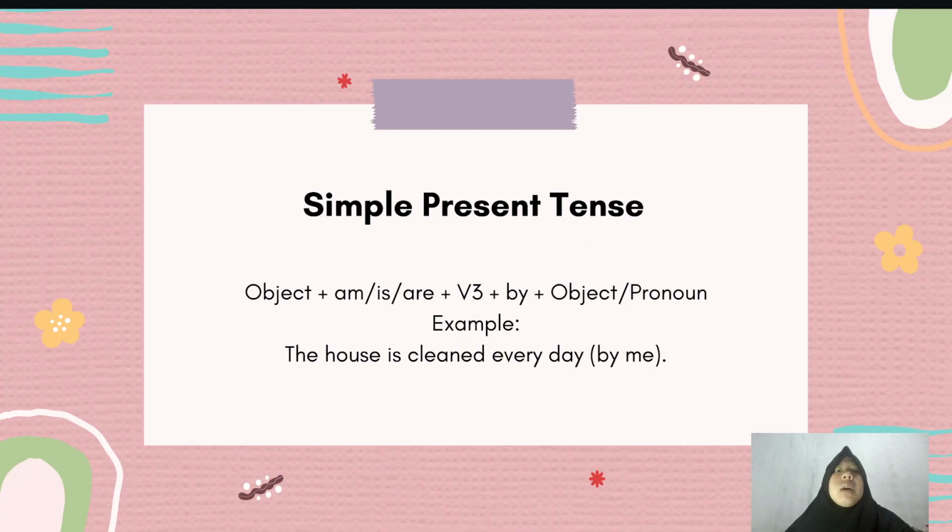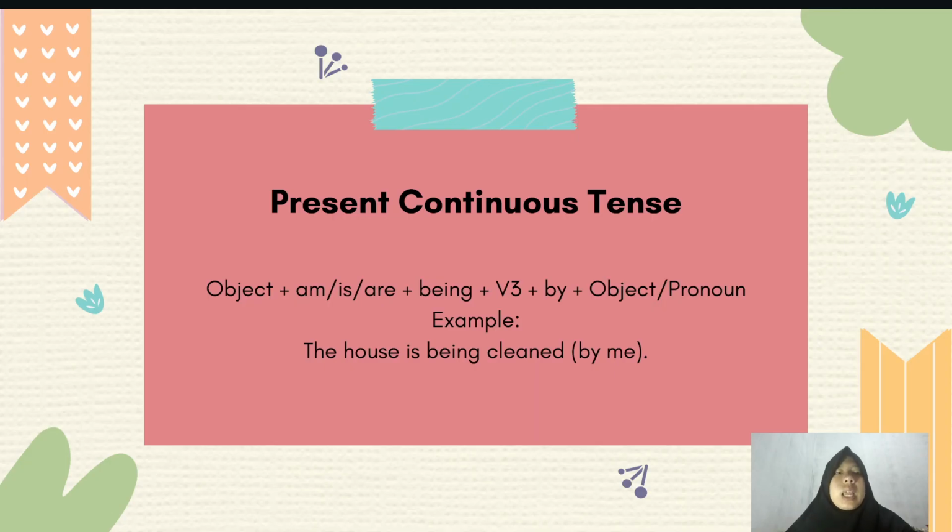Now let's talk about the present continuous tense, which is used to describe actions that are happening right now or are ongoing. In the passive voice, we form it with am, is or are followed by being and then the past participle of the verb. Okay, for the example, active voice is I'm cleaning the house, and for passive voice, the house is being cleaned.